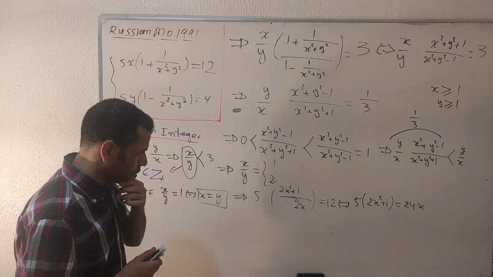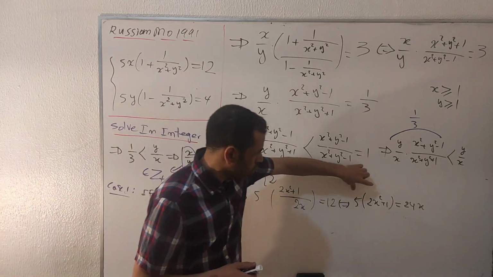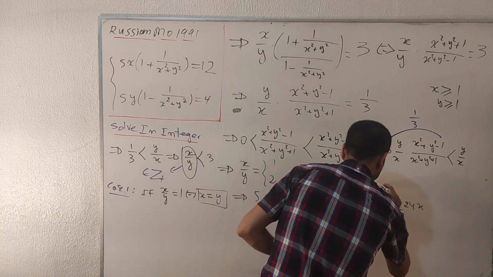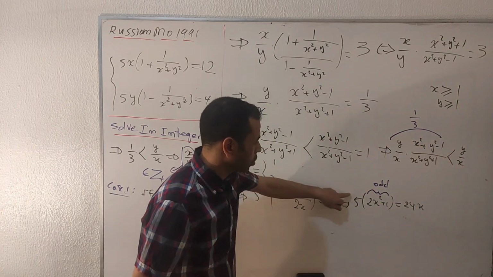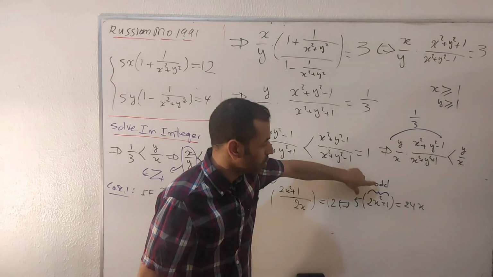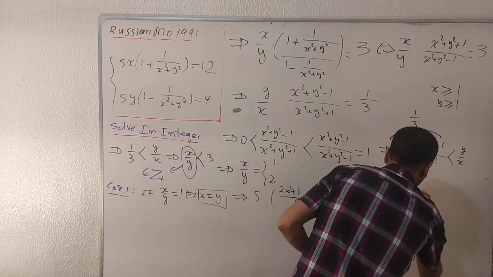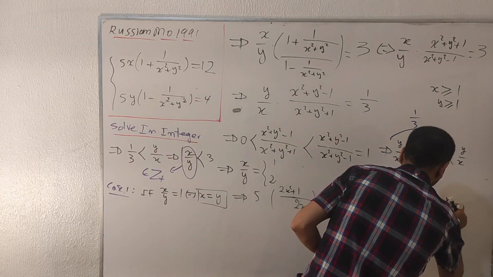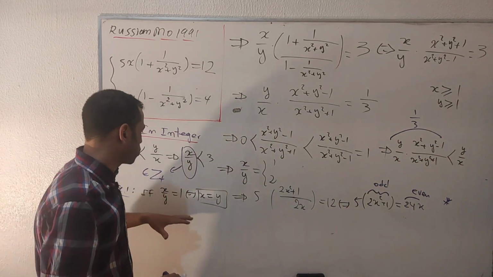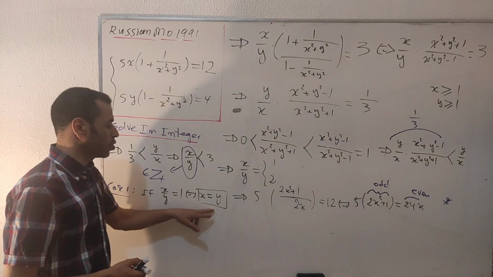If you take a look at the left hand side of this equation, this term is odd, is multiplied by odd, which means the left hand side of this equation is odd, but the right hand side of this equation is even, which is impossible to have a solution. Which means we have no solutions when we have y equals x.